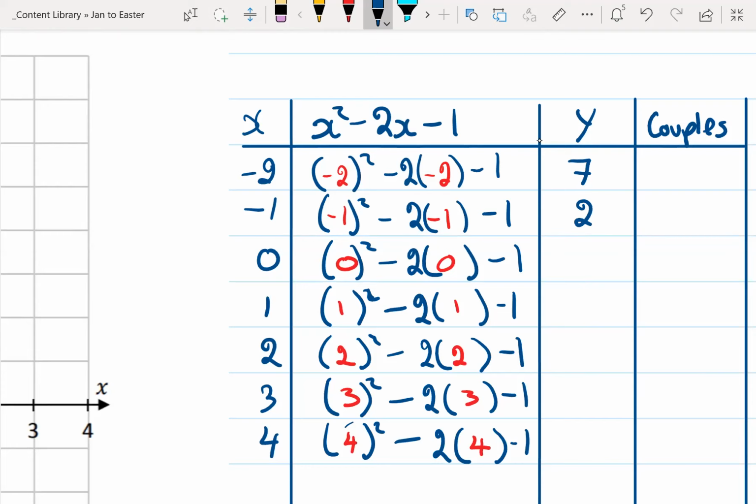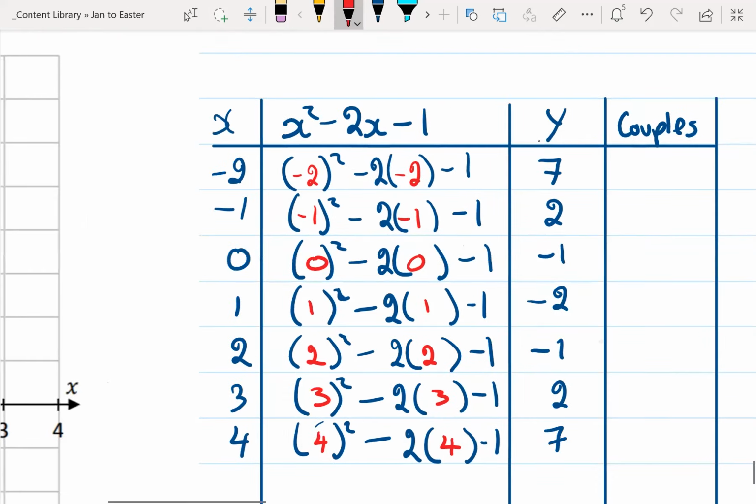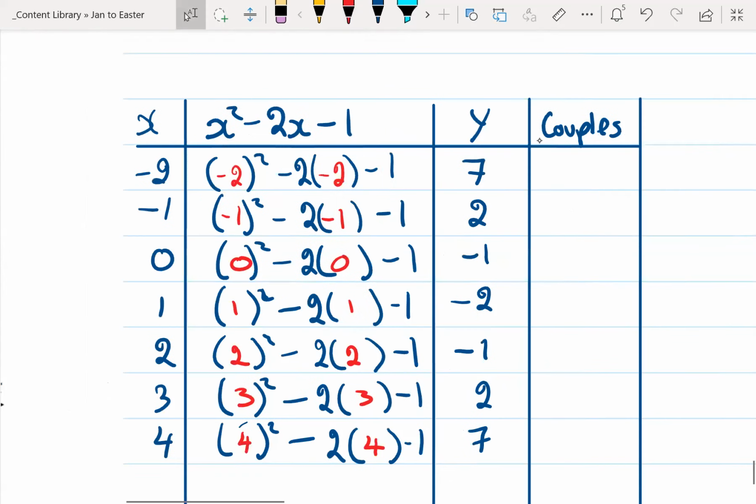When you input 0, the output is -1. When you input 1, the output is -2. When you input 2, the output is -1. When you input 3, the output is 2. And when you input 4, the output is 7. Let's make our couples now. The input was -2, the output was 7, and so on.